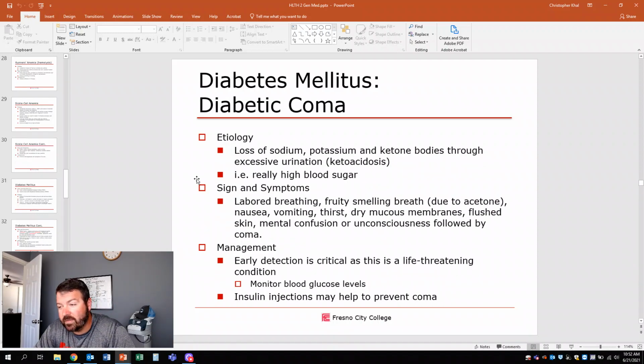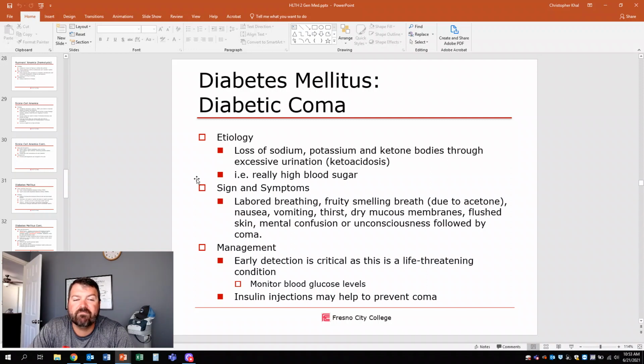Diabetic coma is a loss of sodium, potassium, and ketone bodies through excessive urination. So you're going to get what's called ketoacidosis, which is really high blood sugar, in a way. Their sugar levels are so high that their breath is actually fruity smelling. That's a big indicator. Given the story I told you earlier, I did not smell his breath because it's a little weird for me to be that close, but that is a sign.